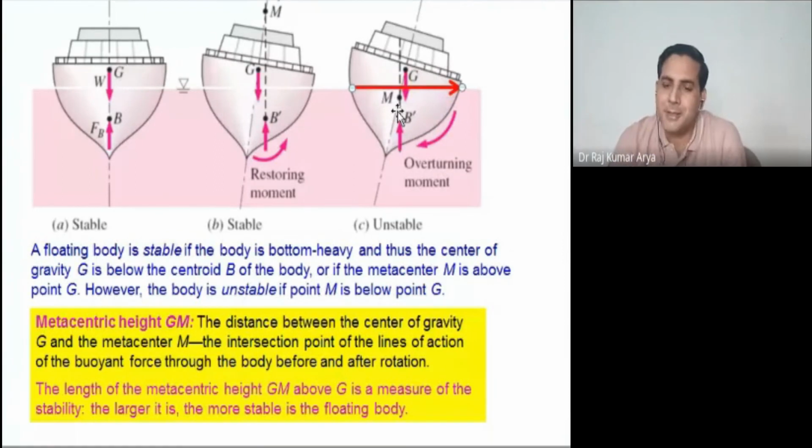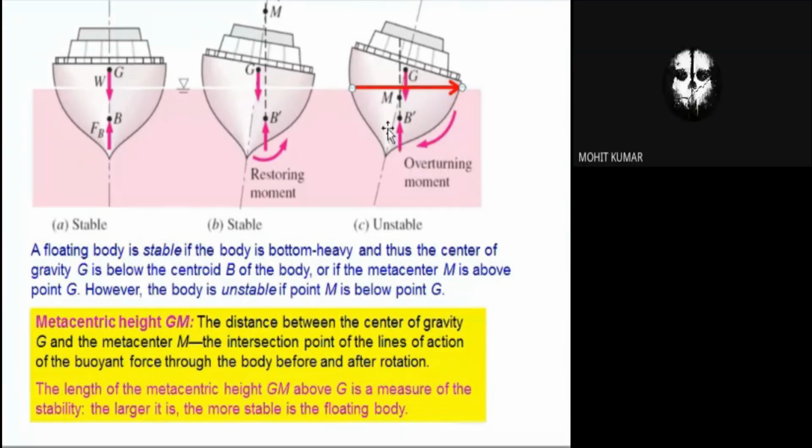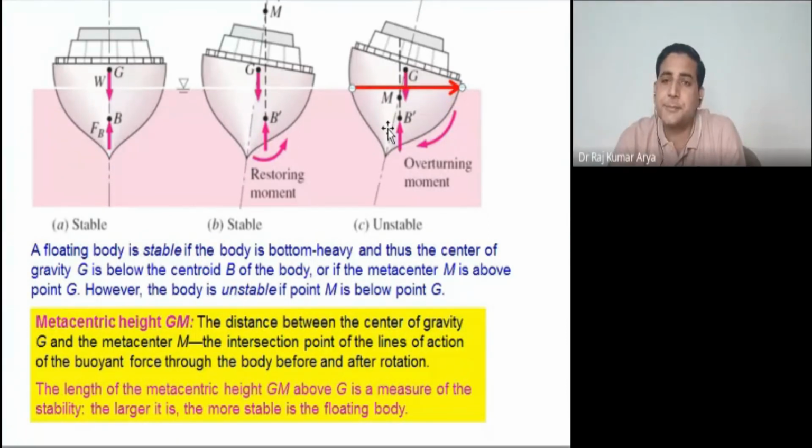Now, is this GM positive? Yes or no? In this figure, GM is from here to here, positive. If you talk about here also, your GM would become somewhere here, positive. What about the condition when this G comes here, downward? What will happen in that case?